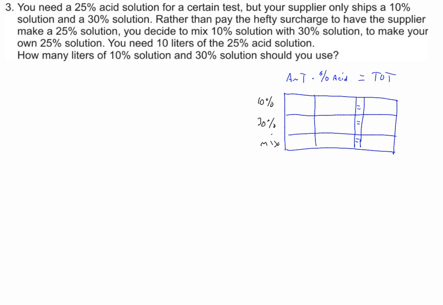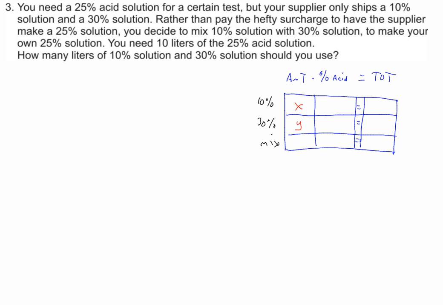So where do our variables go here? Nick, where do our variables go? The amount column for the 10% and the 30%. Correct. And what do you want to use? X and Y. All right, so 10% we'll call X and 30% we'll call Y. I would always fill in the variable column first because you know what the problem's asking. It asks how many liters of 10% solution and 30% solution should you use? That's the amount of 10%. That's the amount of 30%. Get those two blocks out of the way first. Then start worrying about other things.